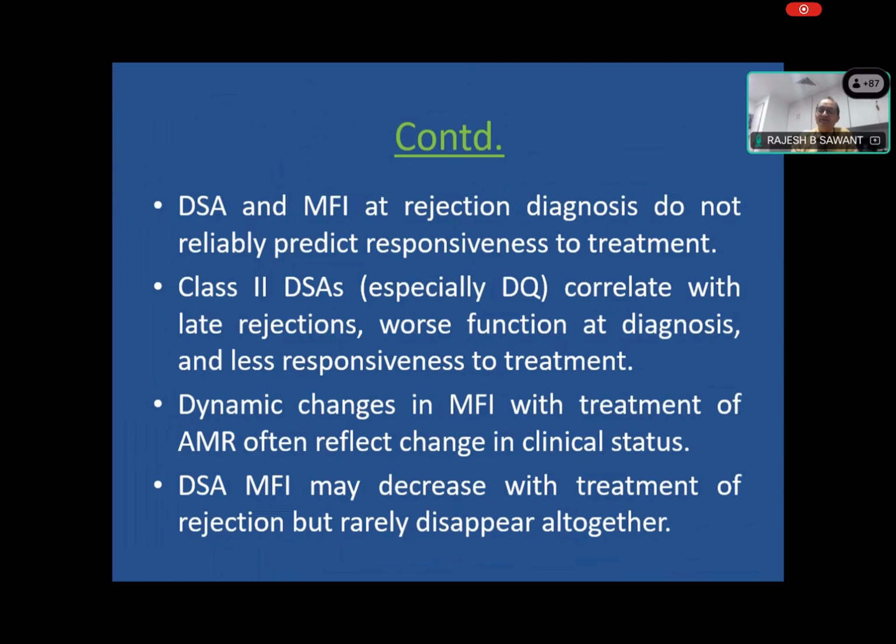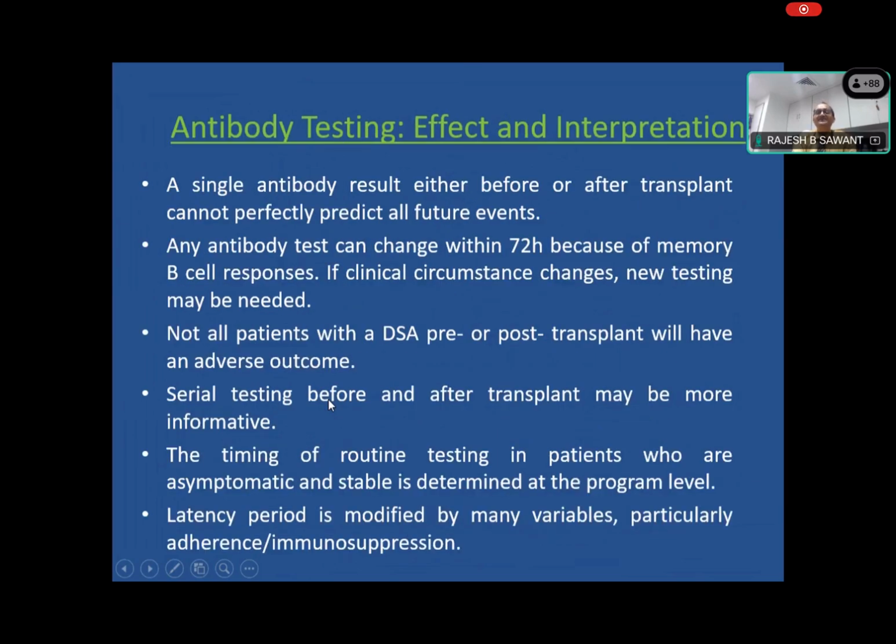Dynamic changes in MFI with treatment of AMR often reflect changes in the clinical status. And as I said, DSA MFI may decrease with treatment of rejection, but you will never get a very clear negative or complete disappearance of the antibody. So you have to look for the falling trends of the MFI values of the antibody that are present, right?